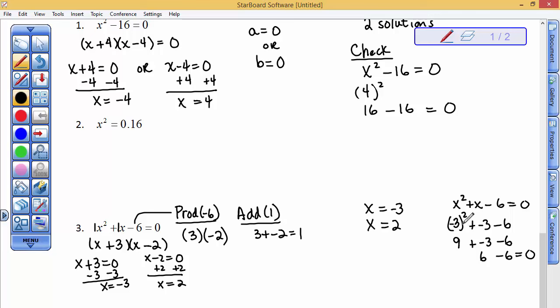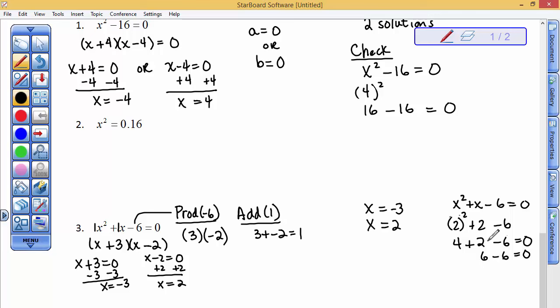I think the 2 is the actual value here, so when I go back in here and I put 2 in here for x, and 2 in there for x, I have 2 squared is 4, plus 2 is 6, and so 4 plus 2 is 6, and 6 minus 6 is indeed 0, and I've checked this equation as well.